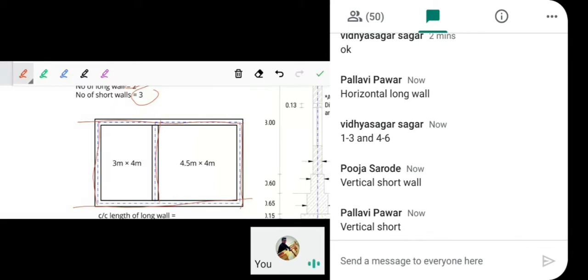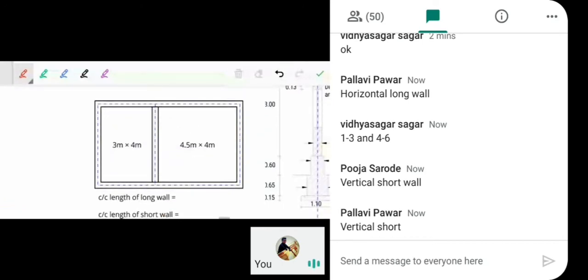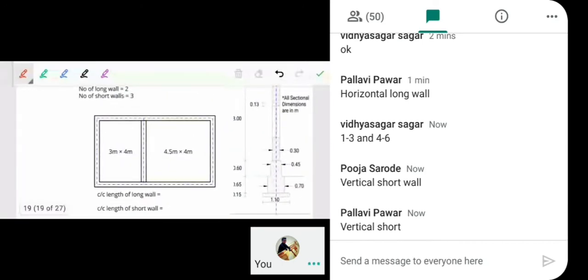Now, we will see that later. So the center to center line length of the long wall and the center to center line length of the short wall will be. Calculate the center to center line length for the long wall and the center to center line length for the short wall.